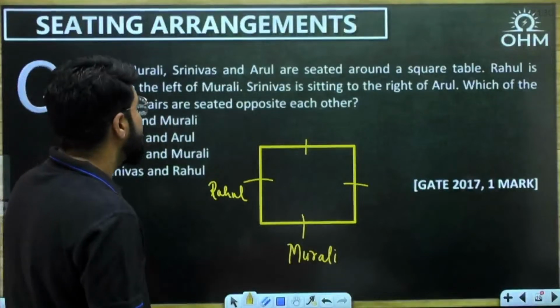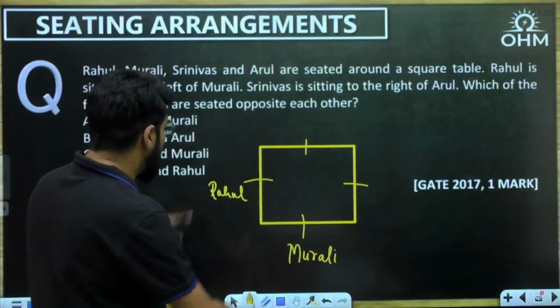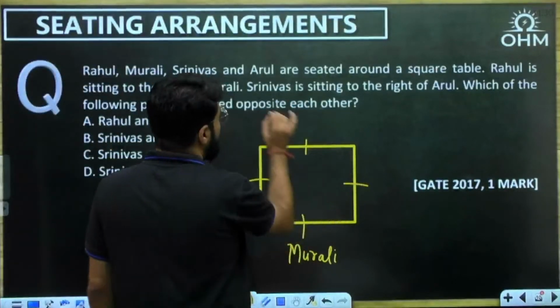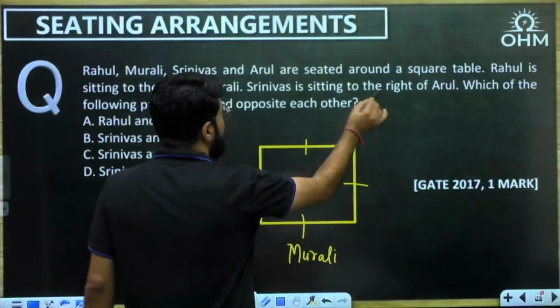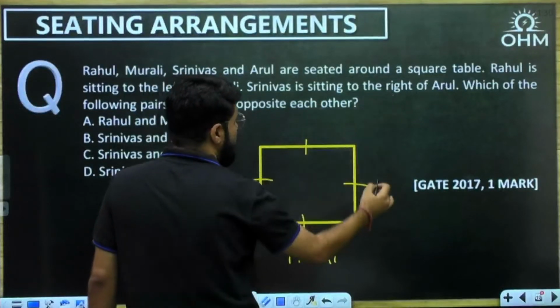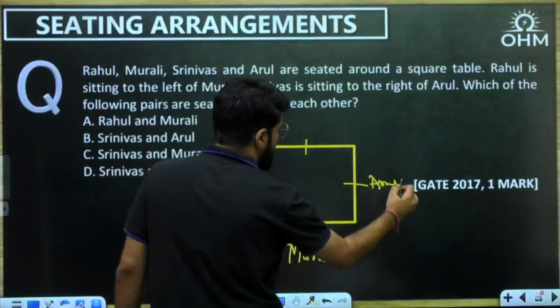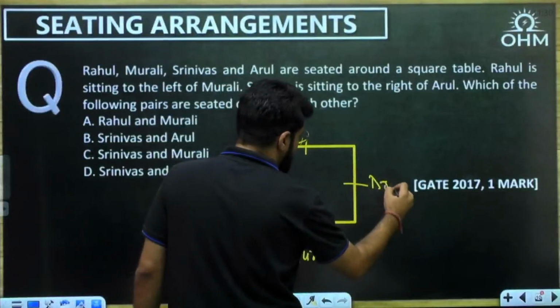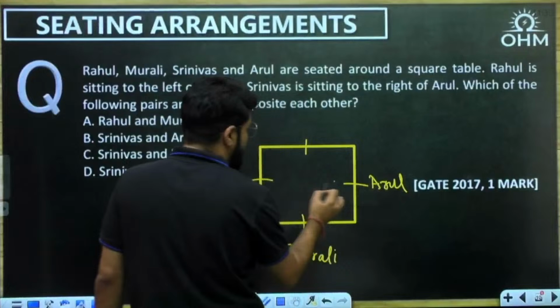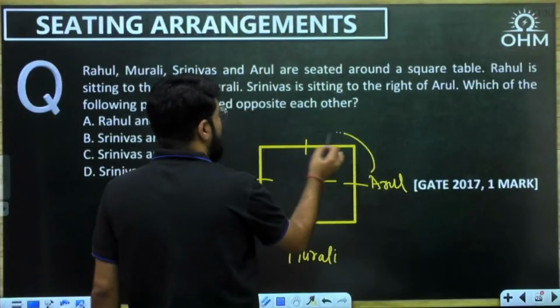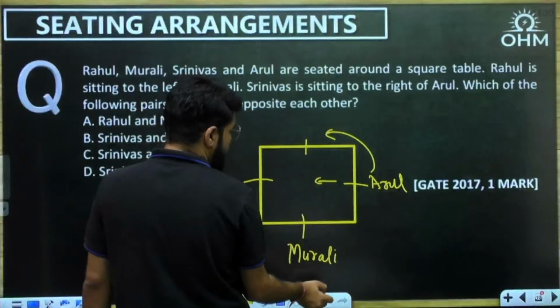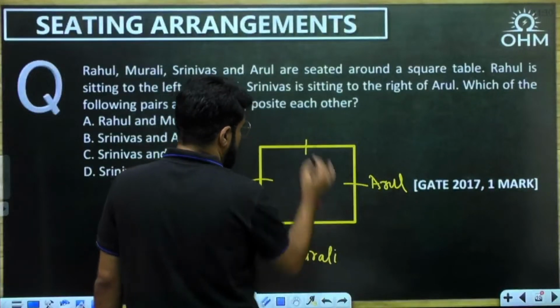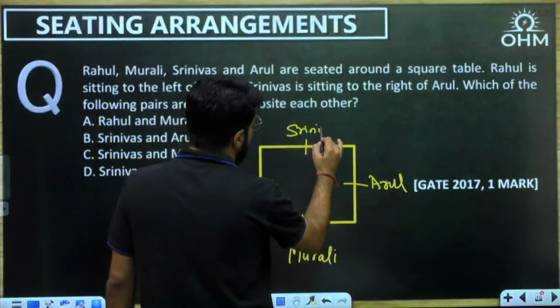Okay. Srinivas is sitting to the right of Arul. Now Rahul and Murli are fixed. So remaining 2 places are Srinivas and Arul. But Srinivas is right of Arul. So this must be Arul, because Arul is facing this side and then right of Arul, this is right of Arul, Srinivas will come.